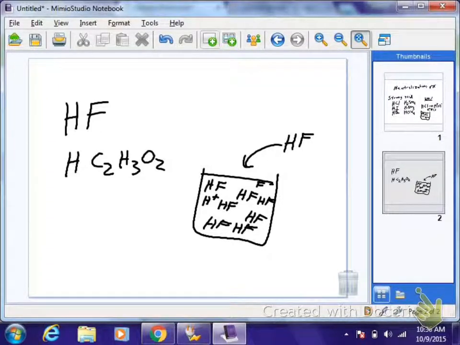Can you tell the difference? The HF stays together. It still dissolves. It's not like sugar. Sugar stays together. It doesn't break apart into ions. And that's molecular. We said there's things called non-electrolytes. When we dissolve them, like a lot of organic compounds that do not have ions in them, they don't break apart. They're not going to form ions. They do not allow electricity to be conducted.